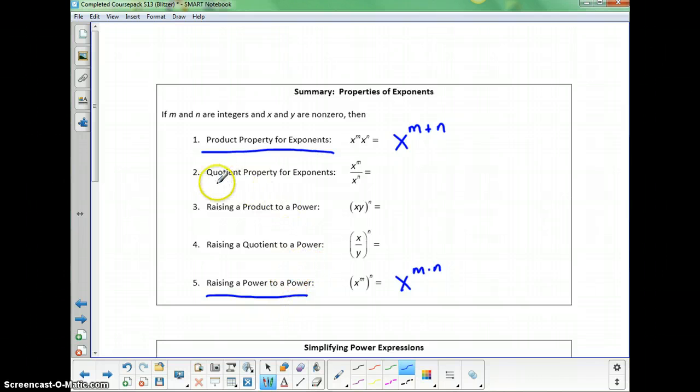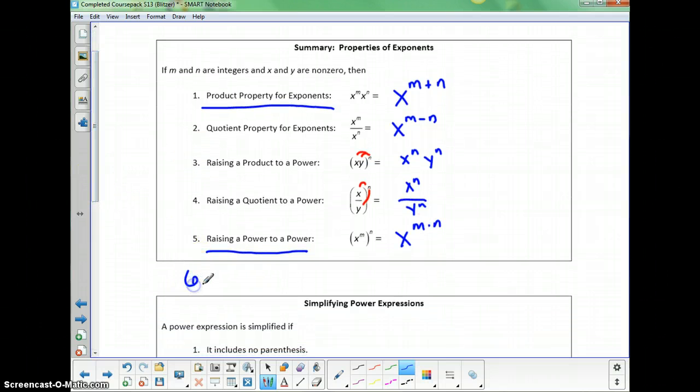Okay. Next, we had the quotient property, and the quotient property said that I was going to subtract the powers. And then raising a product to a power and raising a quotient to a power were these 2 rules that said if I had a product inside, both parts of that product are going to be raised to the n power, or a quotient, both parts of that quotient were going to be raised to the n power. Okay. Now we could add to that list the rule that we just learned. We just learned that x to the negative n power is 1 over x to the n.